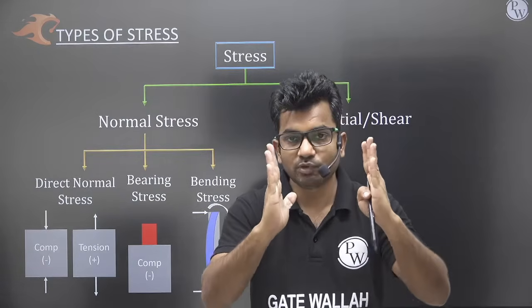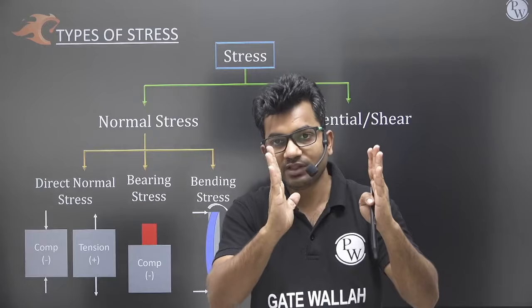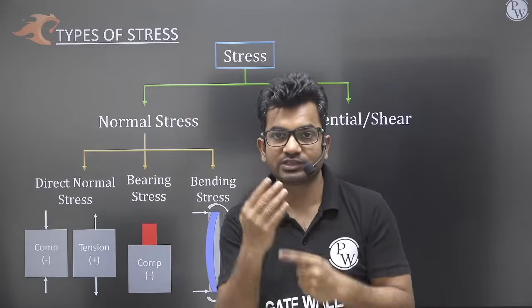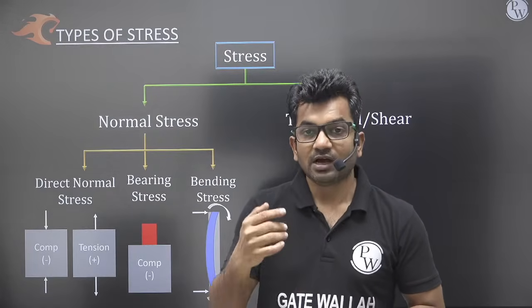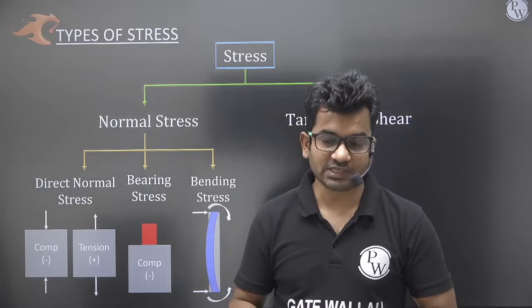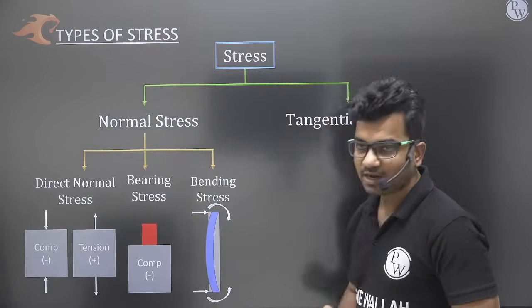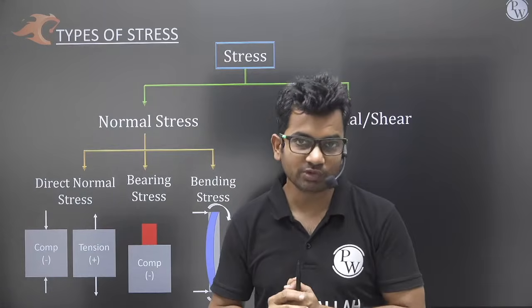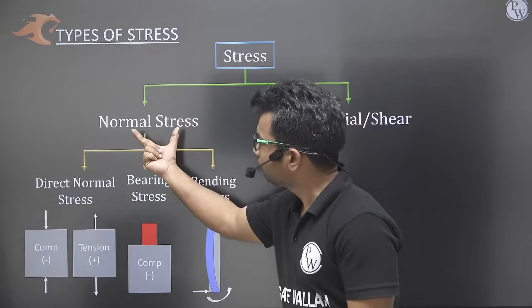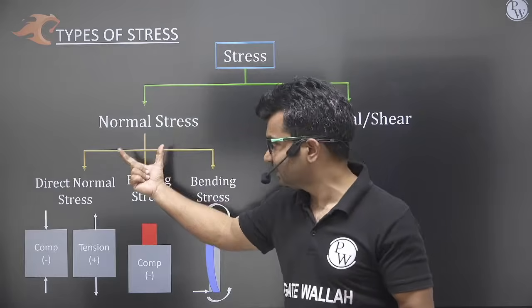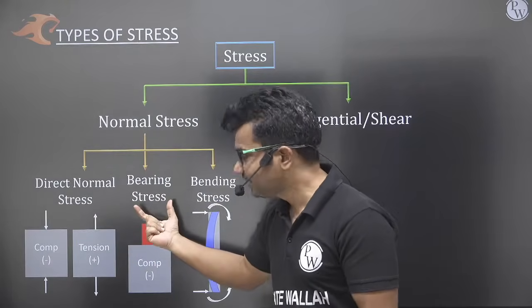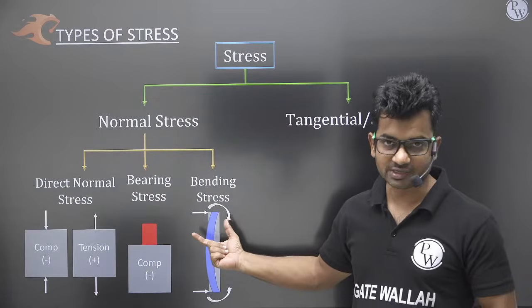When we look at the cross section, we will see that half of the cross section is having compressive stresses, and half of the section will be having tensile stresses. So these are again normal or perpendicular to the surface area. So normal stresses are classified into three categories: direct normal stress, bearing stress, and bending stress, right?